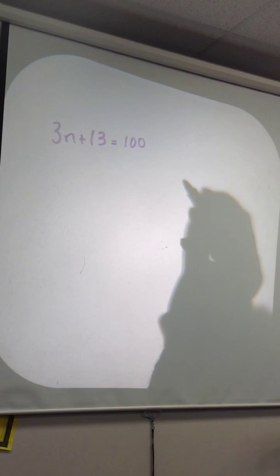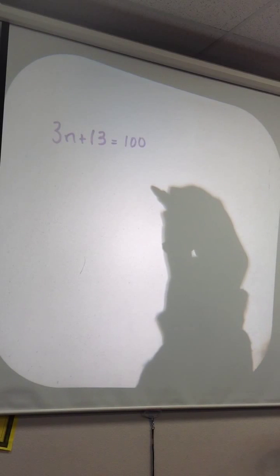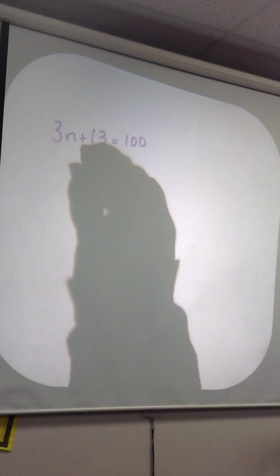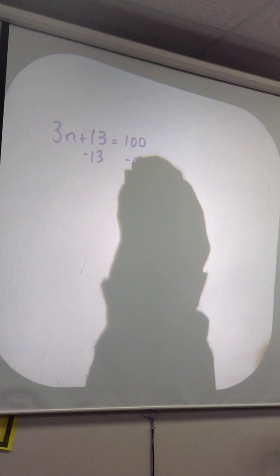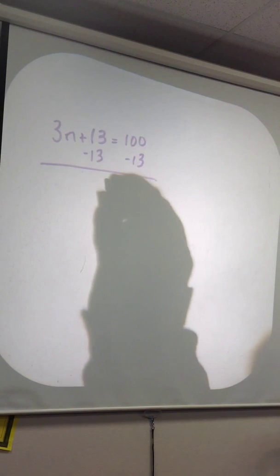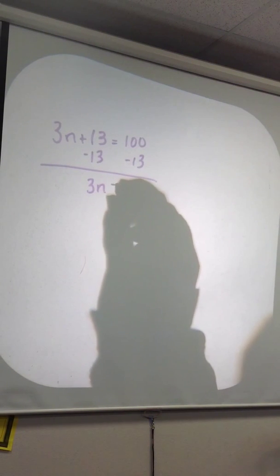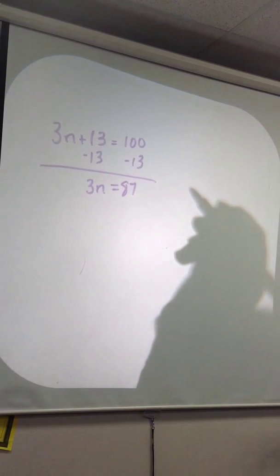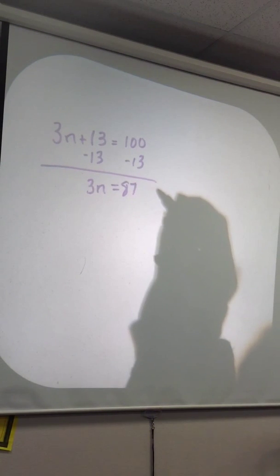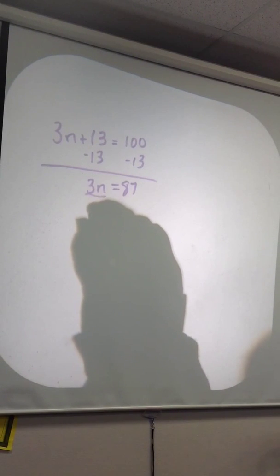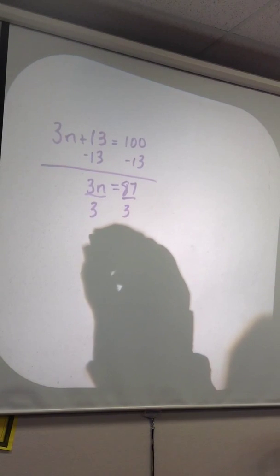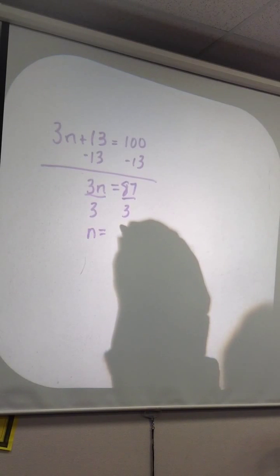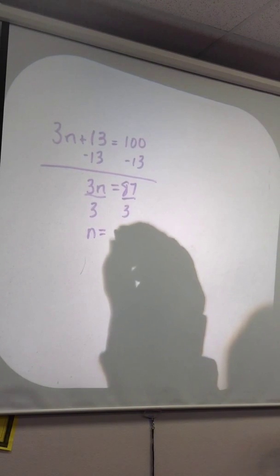There's an equation. Now, what's the first thing we do to solve this equation, Emma? Subtract 13 from 100. That's right. So we have 3n equals 87. Then what do we do? Divide 87 by 3. Yes. And we get n equals 29.